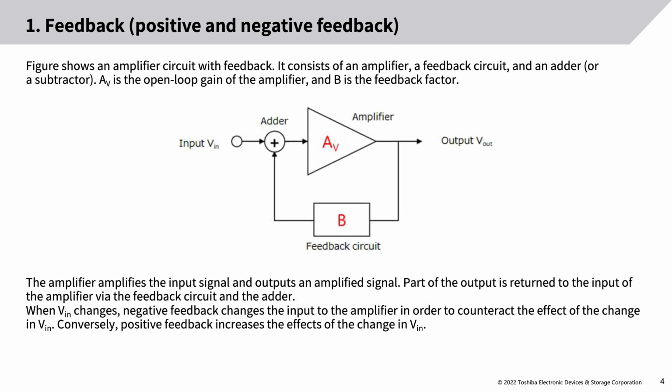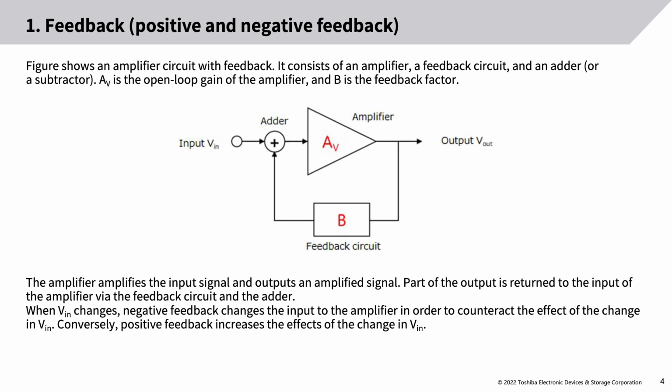The figure shows an amplifier circuit with feedback. It consists of an amplifier, a feedback circuit, and an adder, or a subtractor. AV is the open loop gain of the amplifier, and B is the feedback factor. The amplifier amplifies the input signal and outputs an amplified signal. Part of the output is returned to the input of the amplifier via the feedback circuit and the adder.